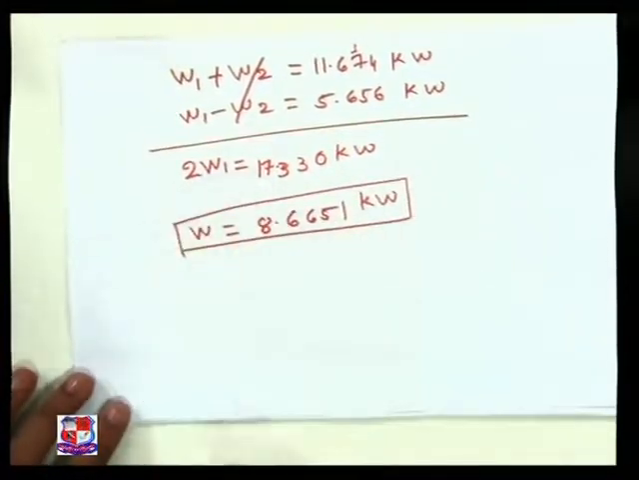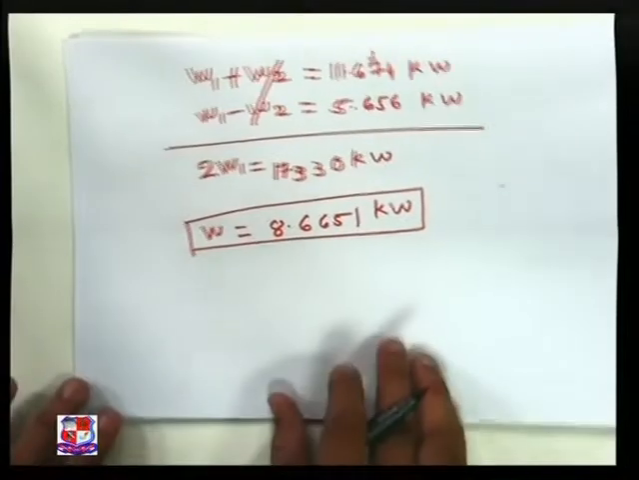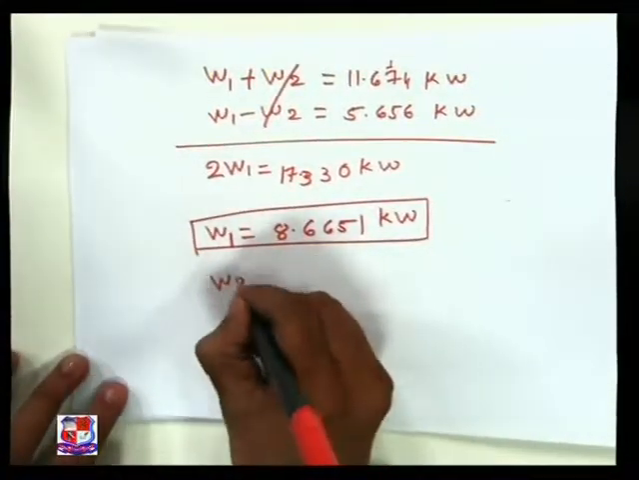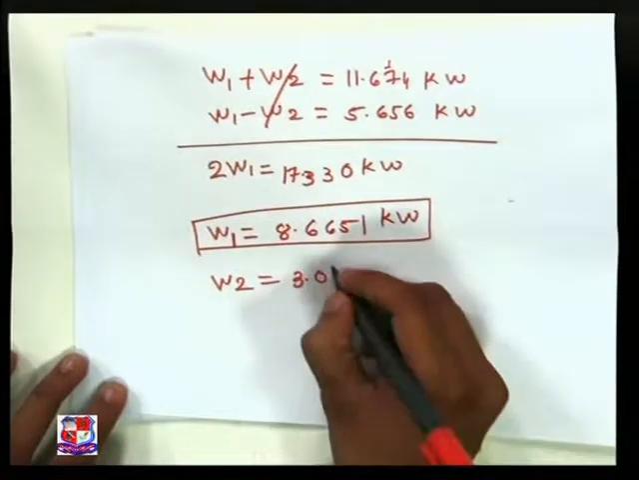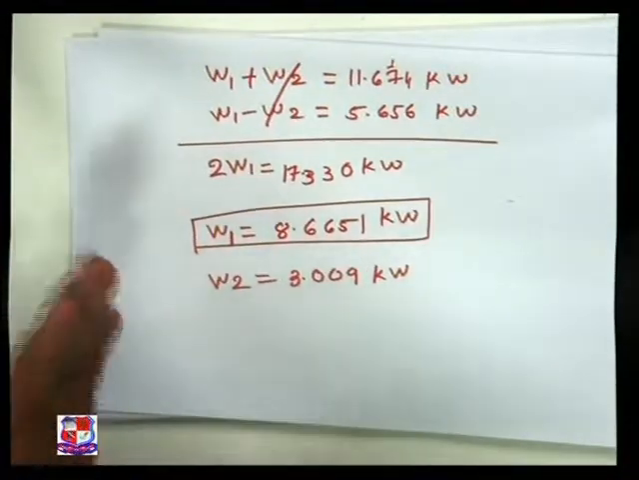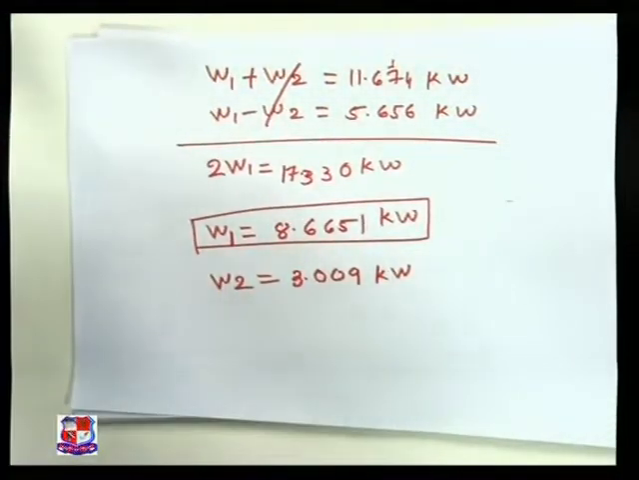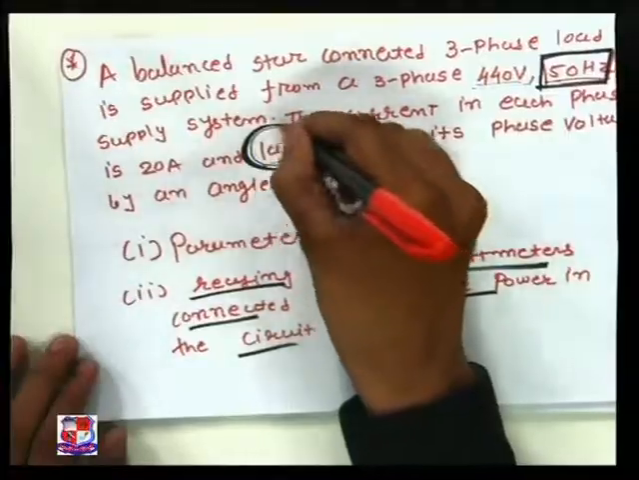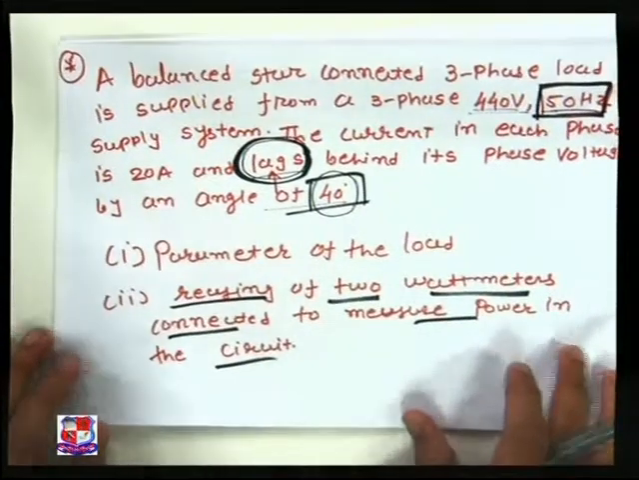So it is very important to know how to find our two wattmeter readings. Subtracting, we get the value of W2 as 3.009 kilowatt. So we have to find the values of W1 and W2 like this. It is very important to know whether the power factor is leading or lagging, whichever is given.